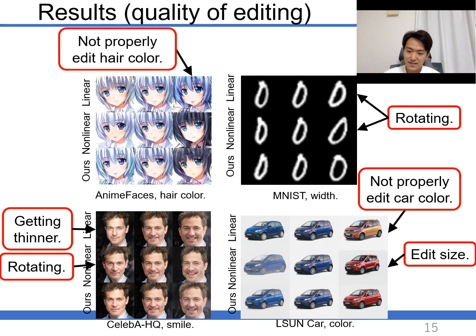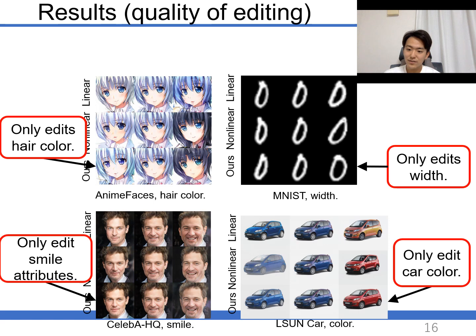The lower left images are the result of editing the smile attribute of human faces. The linear method makes the face thinner and the nonlinear method rotates the face in the yaw direction. The lower right images are the result of editing color of curve. The linear method doesn't properly edit curve color, and the nonlinear method also edits curve size. In contrast to the linear and nonlinear methods' results, the proposed method edits only hair color of anime faces, width of digit 0, smile attribute of human faces, and curve color without significantly changing any other attributes.